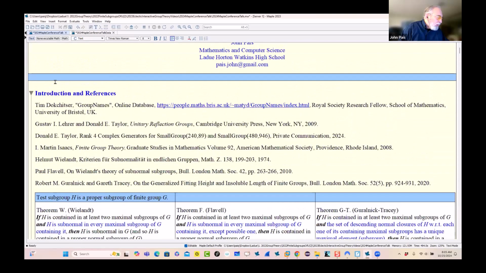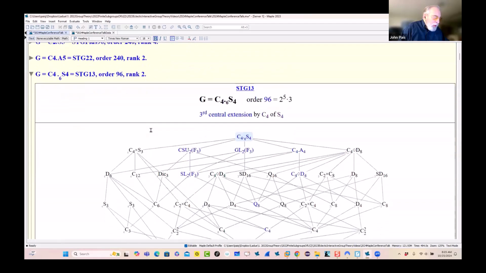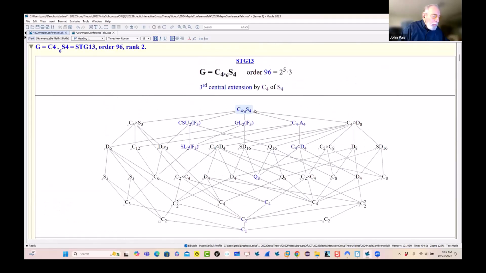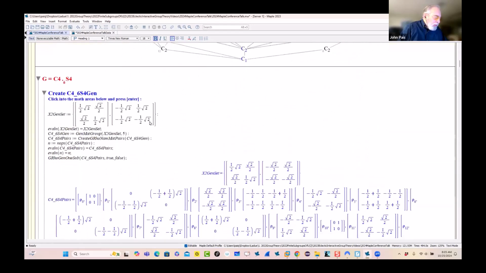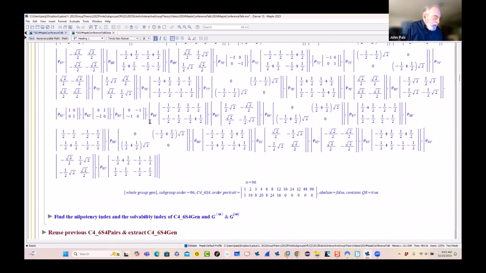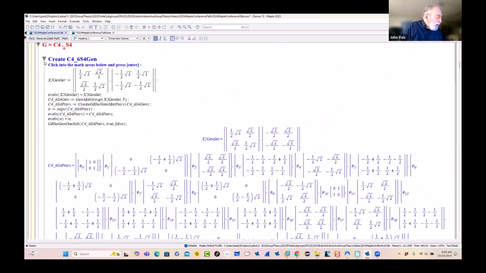So let me go ahead and go down and just quickly look at some of the code. You can see this document is pretty big. Okay, so here I'm generating a different subgroup. This is Shephard-Todd number 13. It's of order 96. And just to give you an idea of what these matrices look like, that's it. And then we get the C4.6 S4, the group we claim to have gotten. Okay, now let me close that.